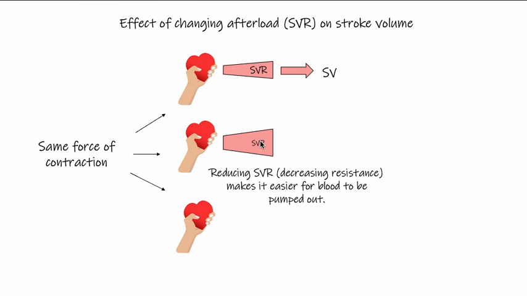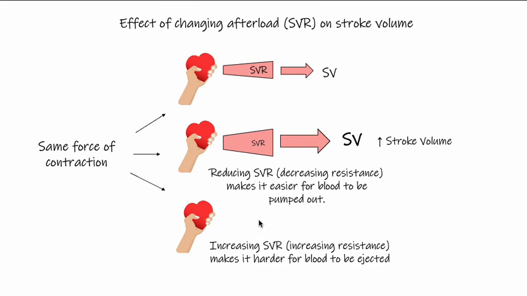So if we're reducing the resistance the heart has to work against, then with the same force of contraction, we would expect to see a greater amount of blood flow going through. So reducing SVR is a way that we can increase stroke volume. And on the other side, if we increased SVR, meaning we're increasing the resistance the heart is having to work against, we would expect that to cause a decrease in stroke volume. So this is a relationship you need to understand, that there is an inverse relationship between systemic vascular resistance and stroke volume.